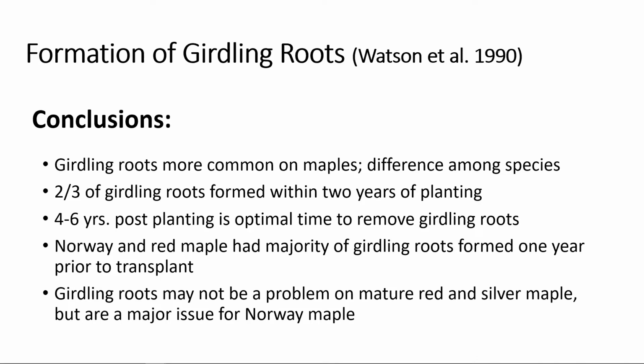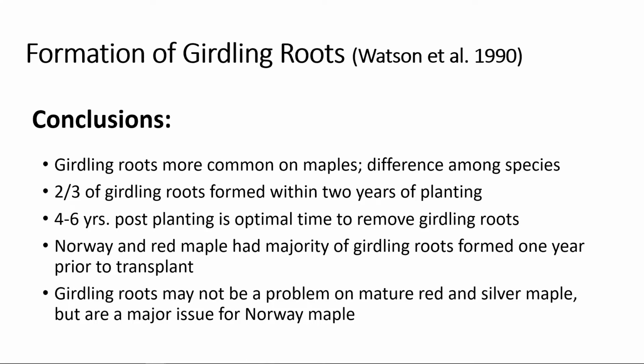But conclusions from this study: girdling roots were more common on maples among the different species. Two thirds of girdling roots formed within 2 years of planting. So that's a pretty significant thing to think about. They actually took the age of all the roots that they found that were girdling and traced them back to relate them to planting time. These were older, more established plants.